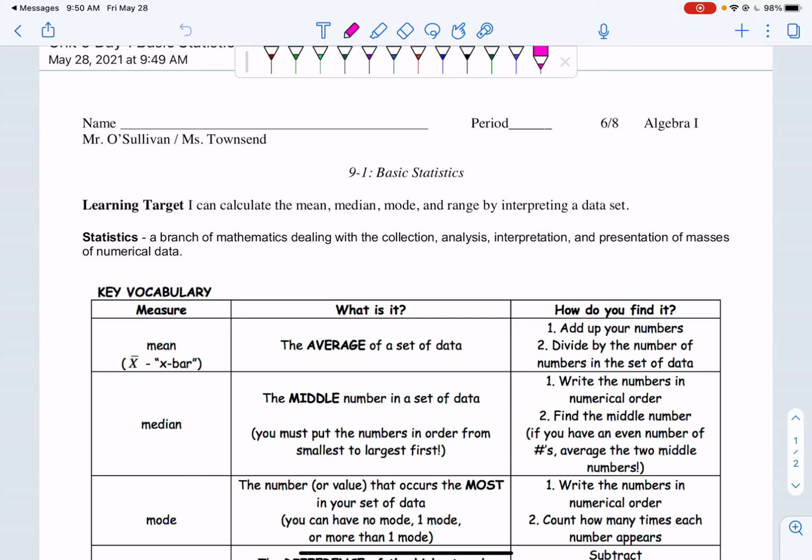Today we're going to be looking at basic statistics. So today's learning target is I can calculate the mean, median, mode, and range by interpreting a data set.